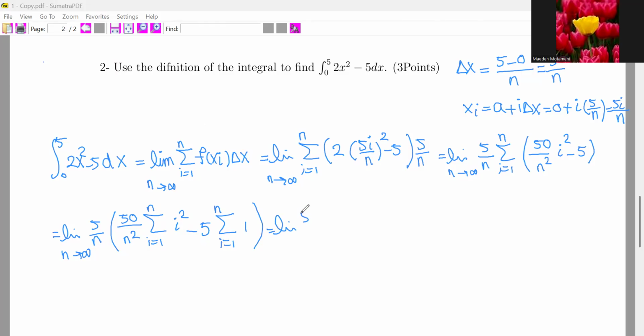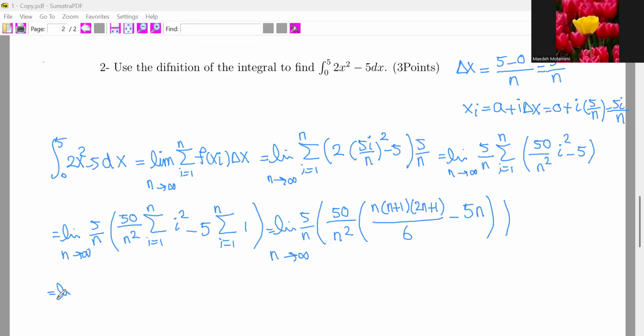So the limit as n approaches infinity of 5 over n times, we can have 50 over n squared, and instead of the sigma of i squared, according to the formulas that we had, it will be equal to n times n plus 1 times 2n plus 1 all over 6. And if you need to review this, you can check the worksheet about this one. Minus 5 times n according to the property.